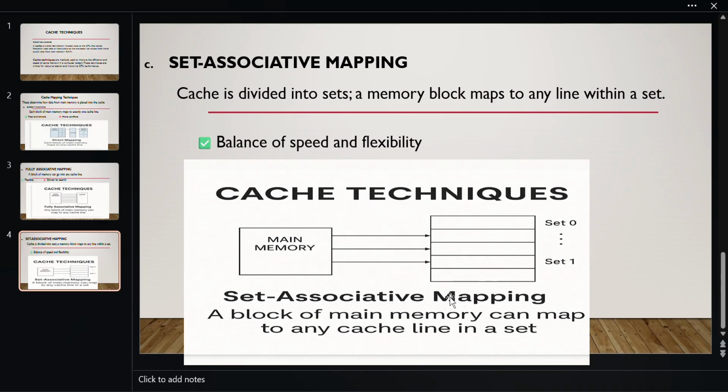To conclude: direct mapping is simple block-to-line mapping, fast. Fully associative mapping is flexible block placement with low conflict. Set associative is a hybrid of the above, balanced.